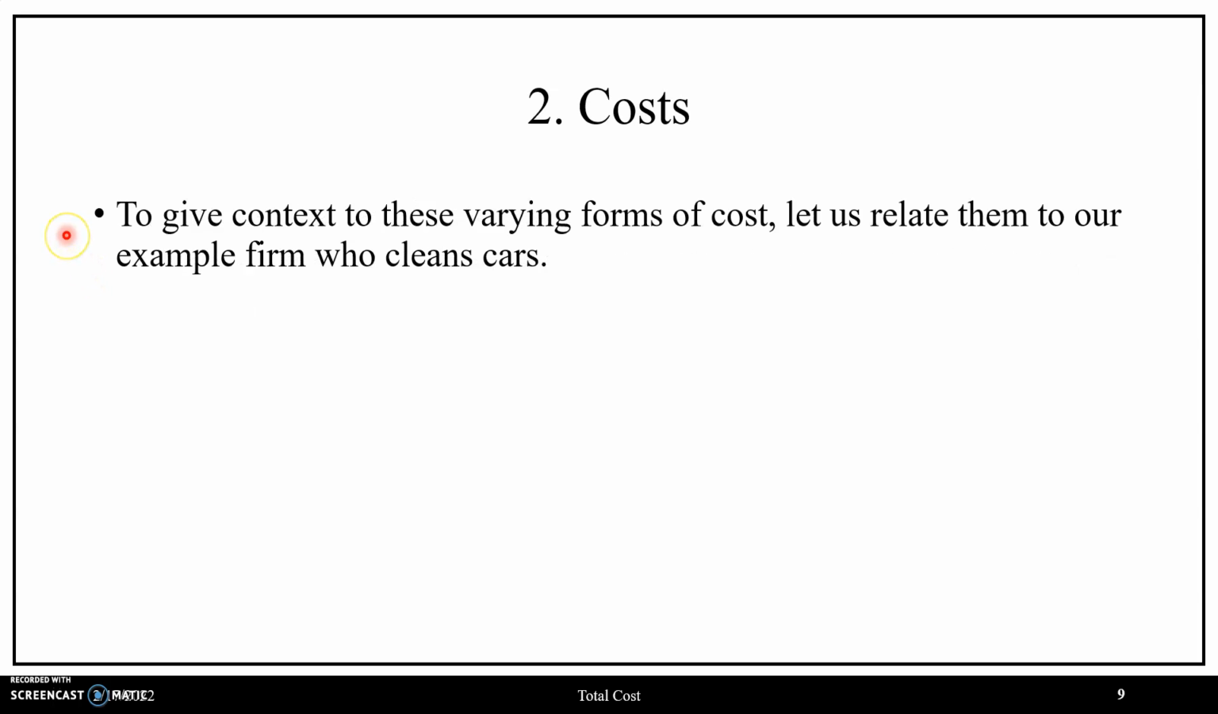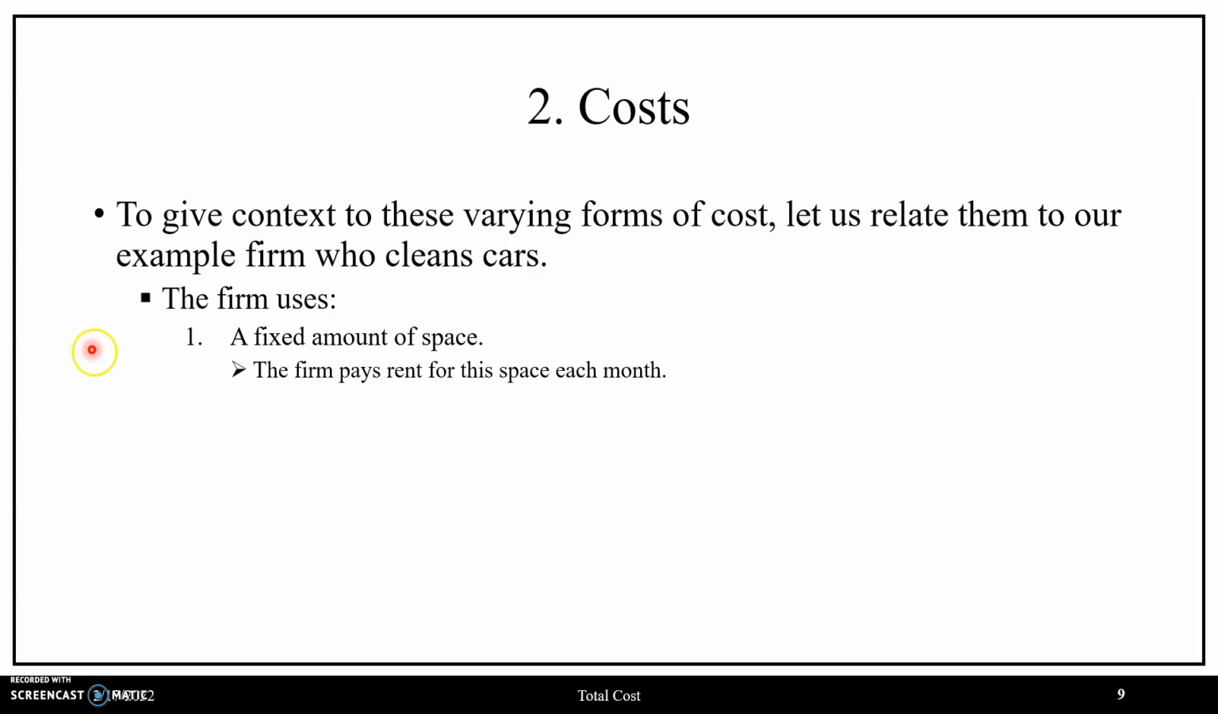So then, to give some context to these varying forms of cost, let us refer and relate them to our example of a firm who cleans cars. We know from our prior discussion of production functions that this firm uses a fixed amount of space, where they will pay rent each month for this space, so they are in some sort of contract, and this amount of rent does not change. Since it does not change, this will account for a fixed cost in that regardless of this firm cleaning 0 cars or 1,000 cars, they still have to pay this same amount of rent each month.